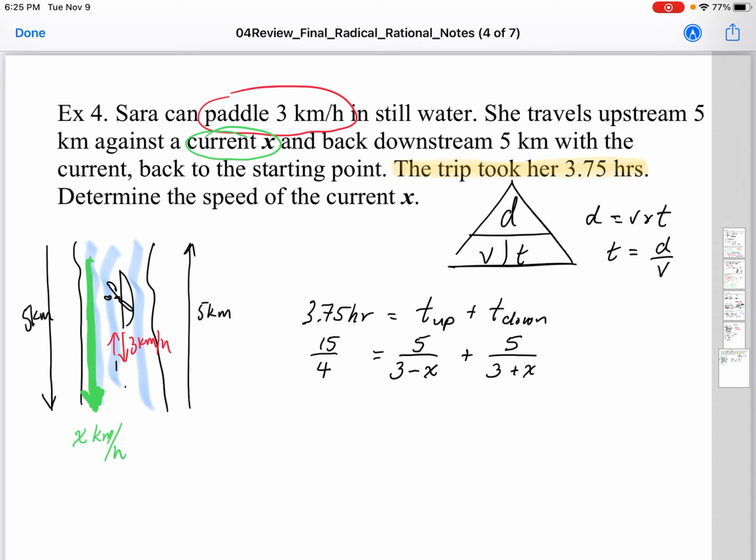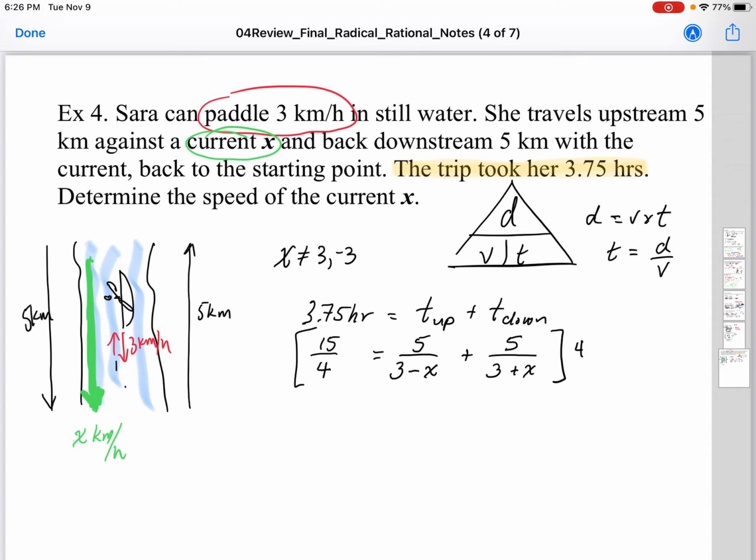So at this point, I now have my equation. I just need to solve this rational equation. I want to get rid of my fractions, so I'm going to multiply by 4. Oops, before I do that, I should state my restrictions. x cannot equal 3 or negative 3. So my current can't be equal to my paddling velocity. Otherwise, I'll be going nowhere, and it would take me forever to get anywhere.